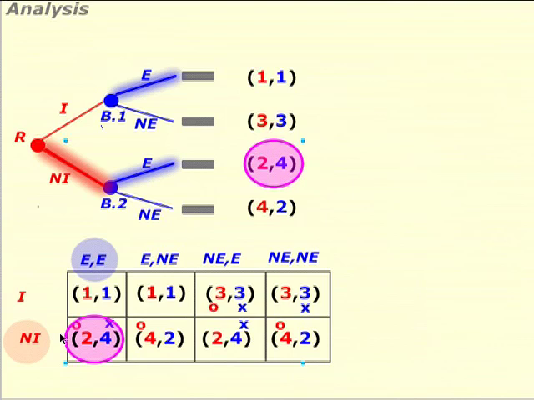So let's look at this equilibrium a little deeper. And the way we're going to look at it a little deeper is to use the concept of a subgame. Now there's two subgames in this particular game. One, the subgame starting from this node, and the other, the subgame starting from node B1.